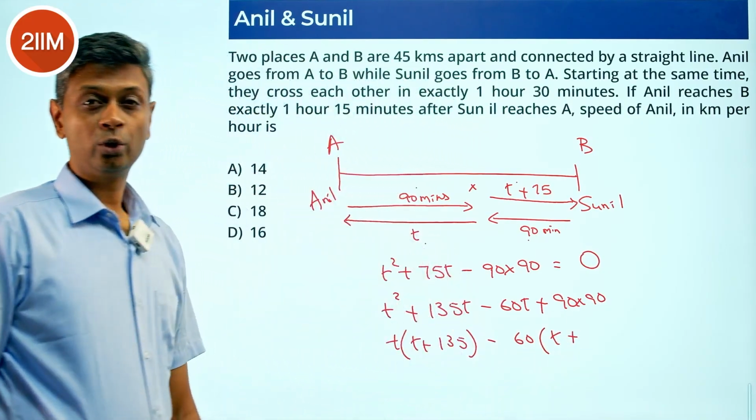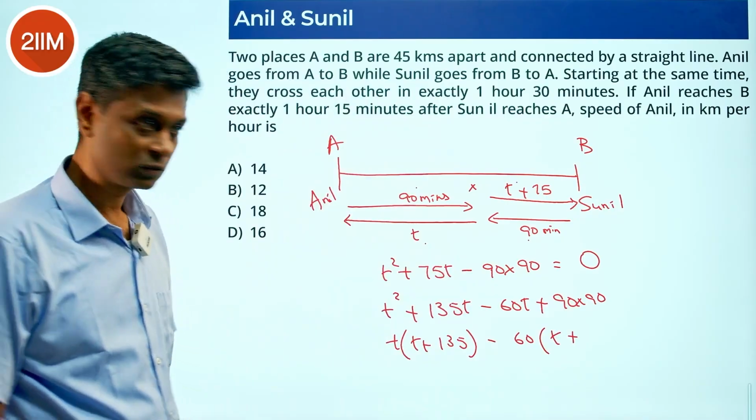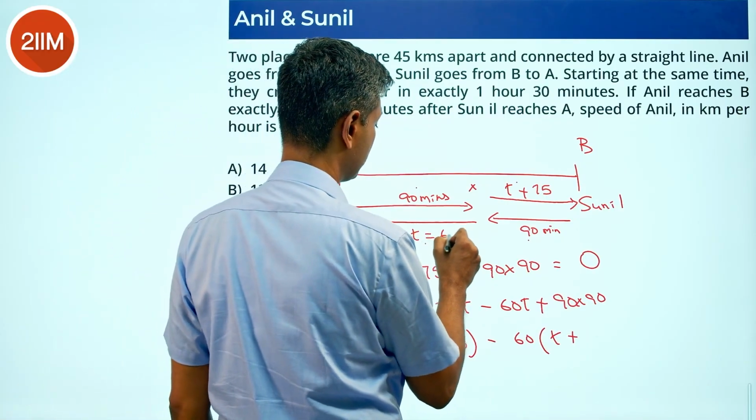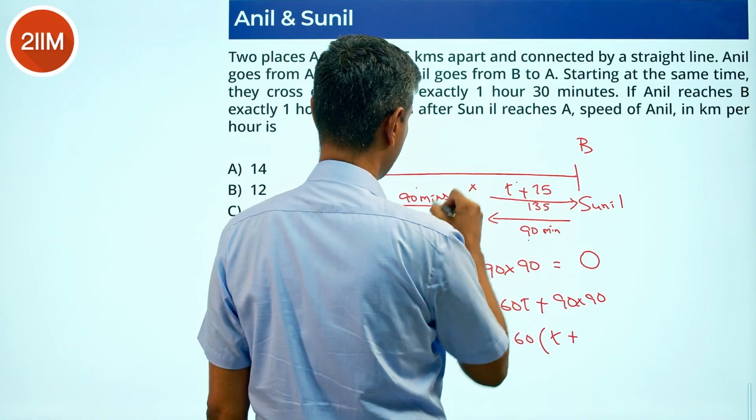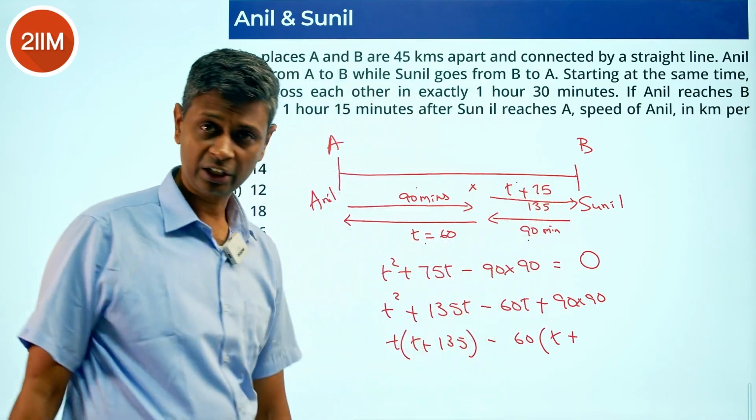I don't need to do all this. t is 60. This takes 60 minutes. This one takes 60 plus 75, 135. 90 by 60 is 1.5. 135 by 90 is 1.5.